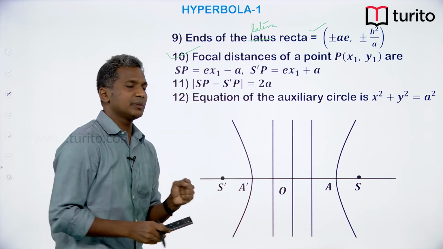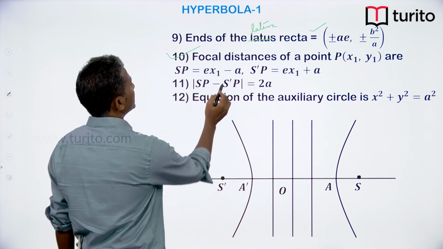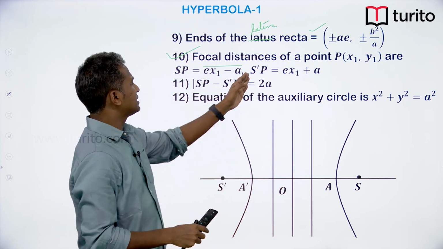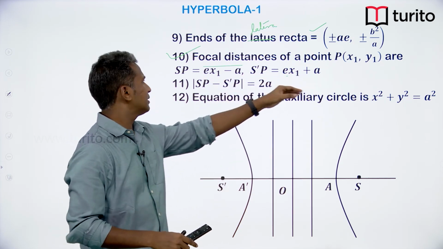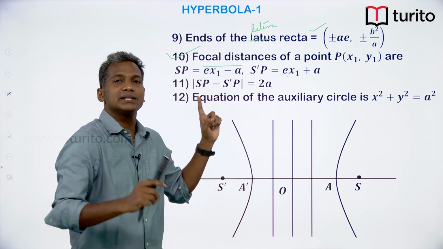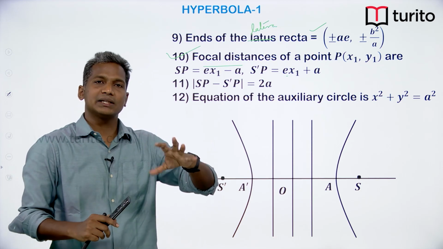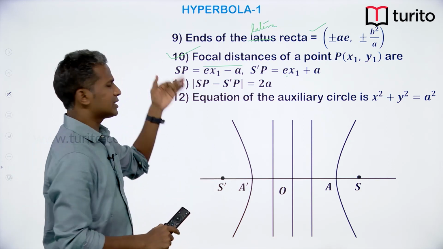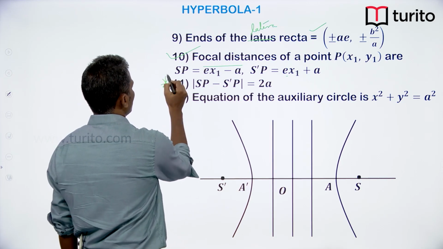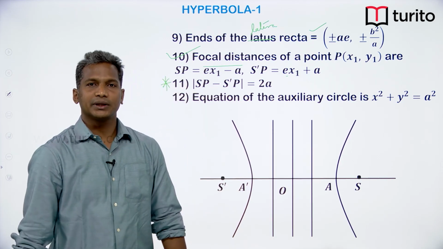Now, in the ellipse, if you remember, the difference here is this minus sign. Earlier, S dash P was ex1 plus a, and the other was a minus ex1, but here it is ex1 minus a. That minus sign difference is there. Now, the rest are all the same. And there is this important property, which is the 11th property.